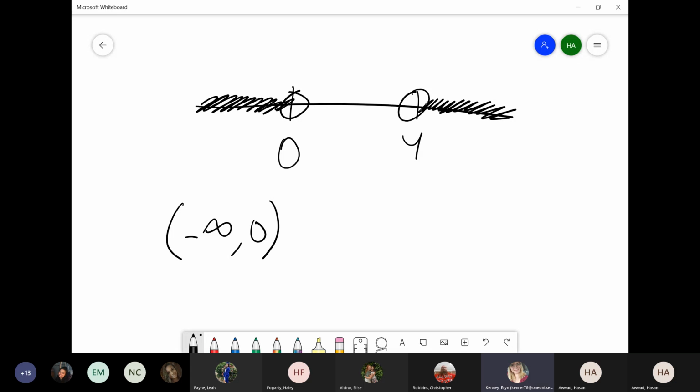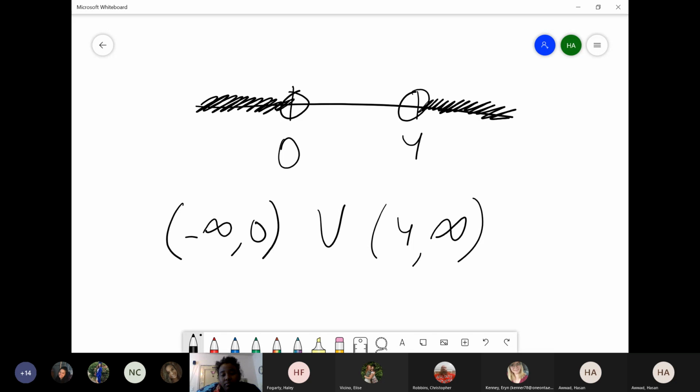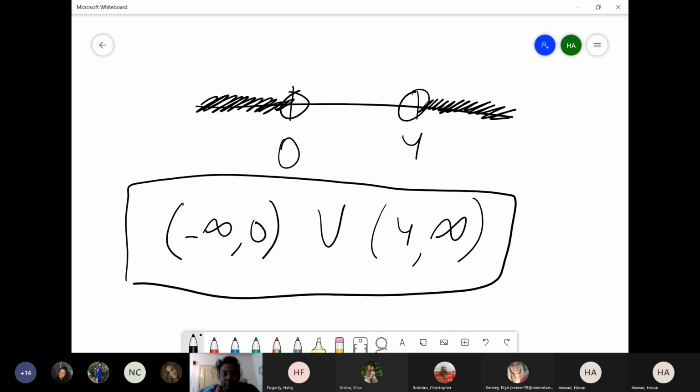Perfect. And Maggie, saw your hand go up. You want to try the right-hand one? Yes. Parentheses 4, comma, infinity, parentheses. Yeah, exactly. Perfect. And Maggie, finish it up. What am I putting in between my two intervals, my solution intervals here? Union. Yeah, just the U, right? And that's it. We're done. This is our final answer here.